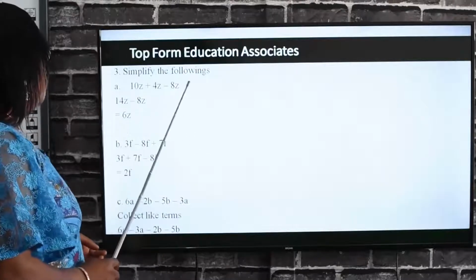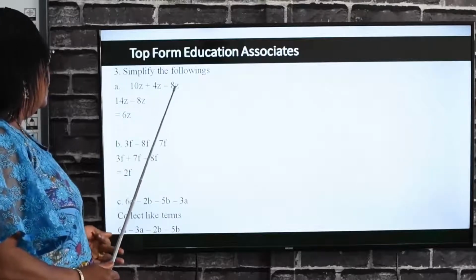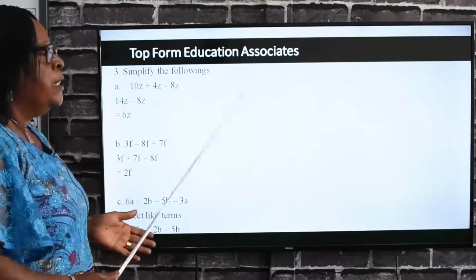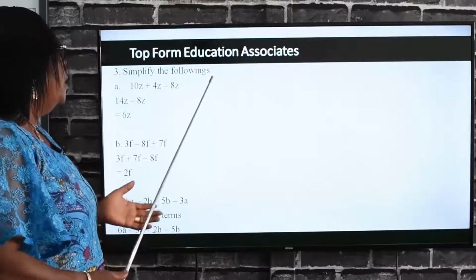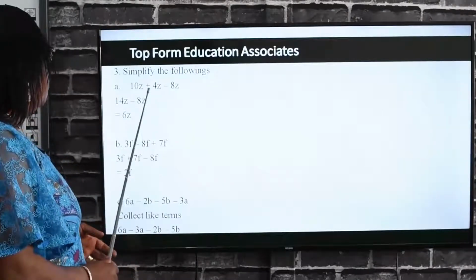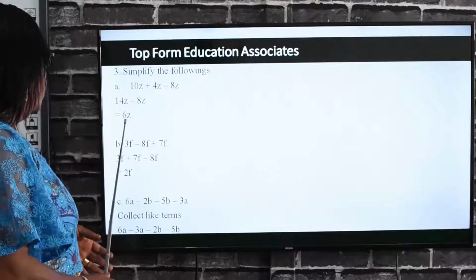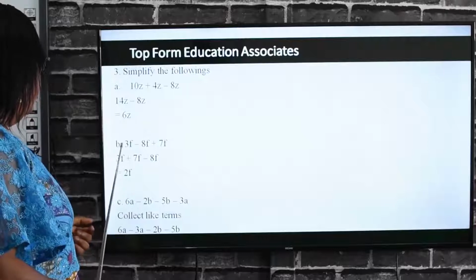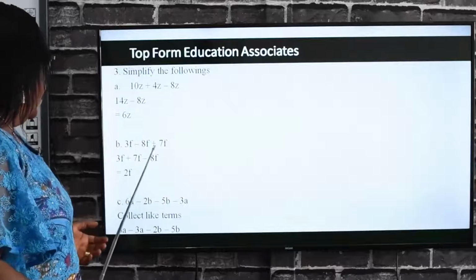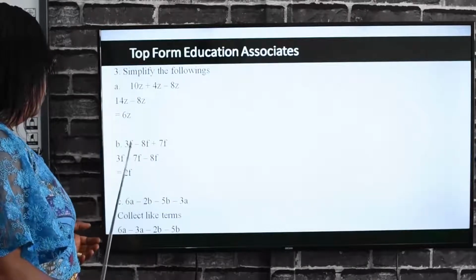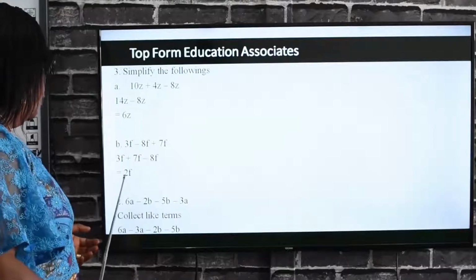We are asked to simplify the following. 10z plus 4z minus 8z. They are all terms in z, so they are like terms. So we group by positive and negative. 10z plus 4z gives us 14z minus 8z, which is 6z. B, 3f minus 8f plus 7f. Group by positive and negative. So 3f plus 7f minus 8f, giving us 2f.